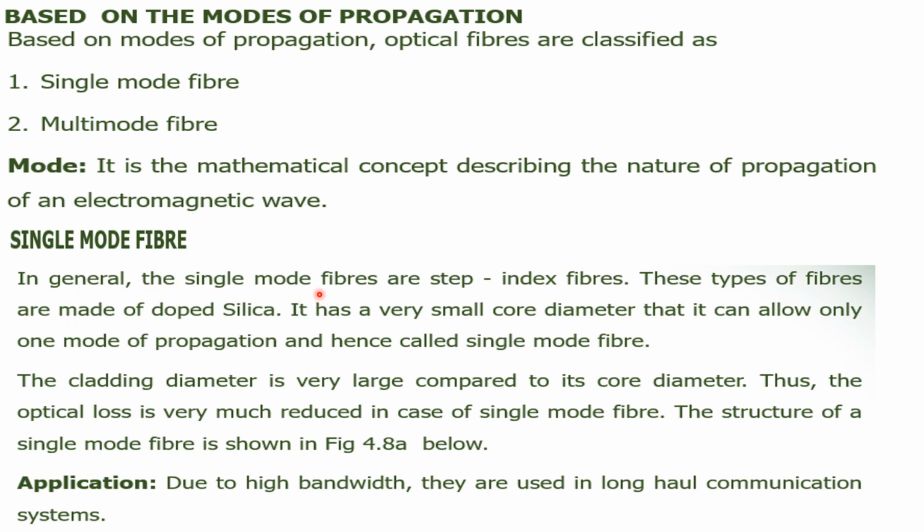Okay, so if suppose it is single mode, then in general the single mode optical fibers or step index optical fibers, these optical fibers are made up of doped silica. It has very small core diameter that it can allow only one mode of propagation, and hence it is called single mode optical fiber. The cladding diameter is very large compared to its core diameter. Thus the optical loss is very much reduced in case of single mode optical fiber. This structure is now shown. Due to high bandwidth, they are useful for long haul communication systems, which means long distance communication system.